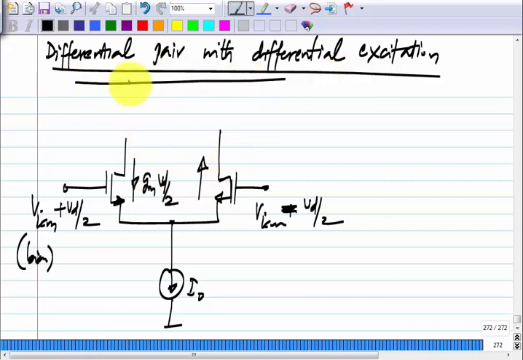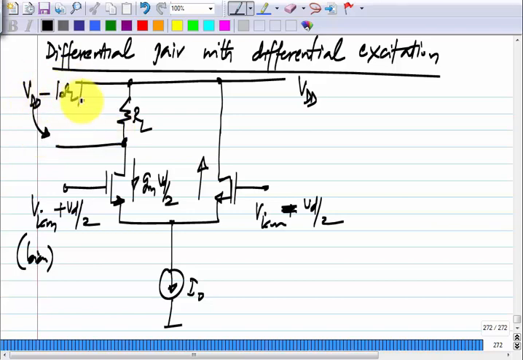Now, let us say I connect a load like this. What is the incremental voltage over there? First of all, what is the operating point voltage over here? VDD minus I naught RL by 2. Let us assume that all transistors are still in saturation. Each transistor is drawing I naught by 2, that passes through RL. So, there is a drop of I naught RL by 2 in the resistor.